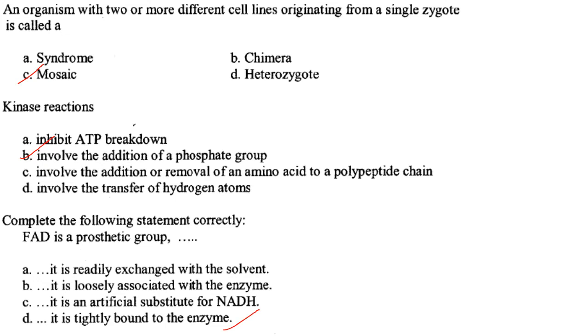Then complete the following statement correctly. FAD is a prosthetic group. So FAD is tightly bound to enzymes so as to control the nature of the oxidizing or reducing agent that interacts with them. Okay, so the answer is option D. It is tightly bound to the enzyme.